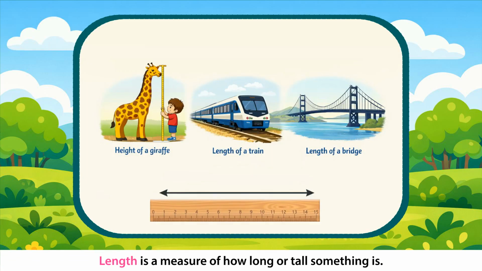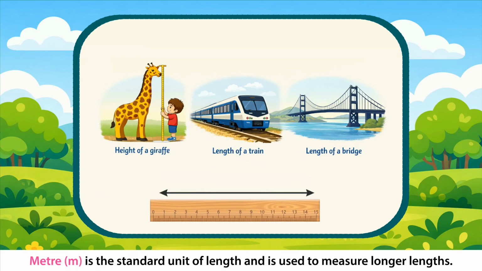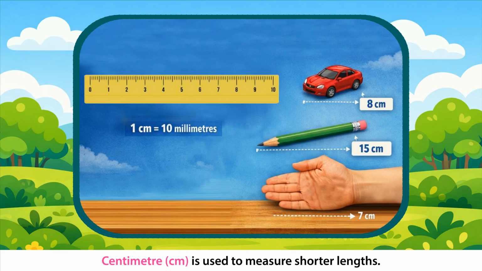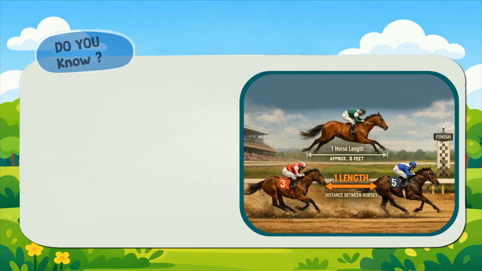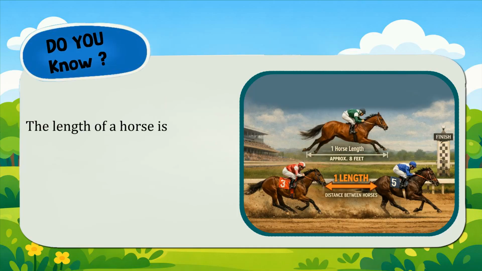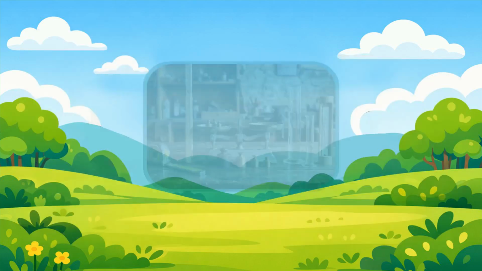Length. Length is a measure of how long or tall something is. Meter, m, is the standard unit of length and is used to measure longer lengths. Centimeter, cm, is used to measure shorter lengths. Kilometer, km, is used to measure long distances between cities. Do you know? The length of a horse is commonly used to measure the distance between them in a race.